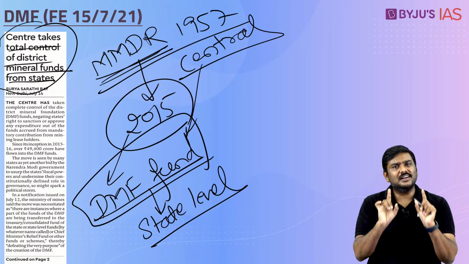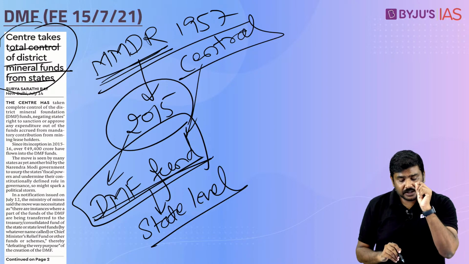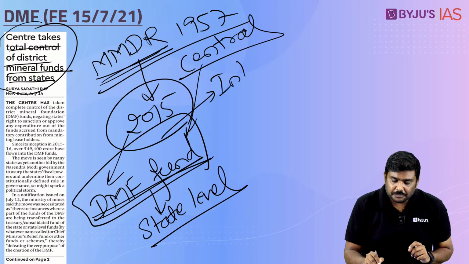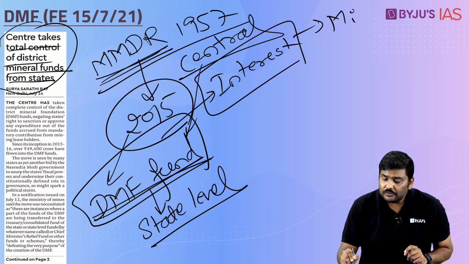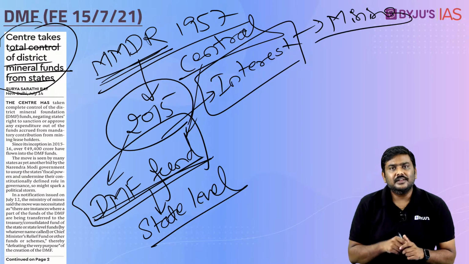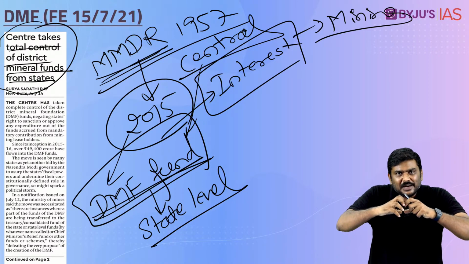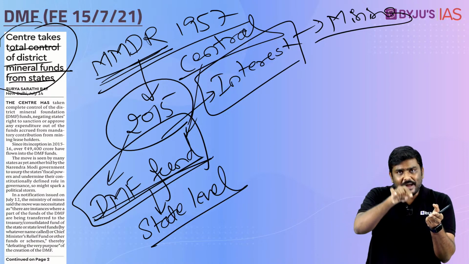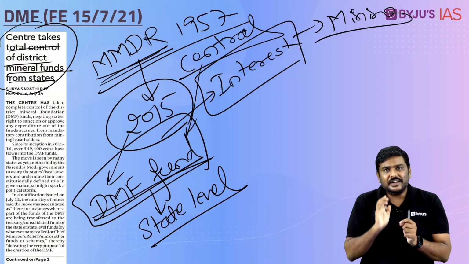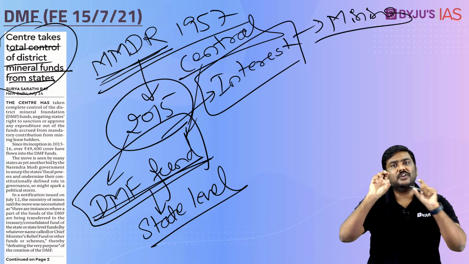But more importantly, understand this: the concept of a DMF was set up in order to ensure that the interest of the population which is affected by the mining will be protected. Is it okay? The interest of the population which is affected by the mining. Within these particular districts, obviously there is a mining activity, and because of the mining activity, the population is affected. So to protect the interest of this particular population, the DMF fund was set up.